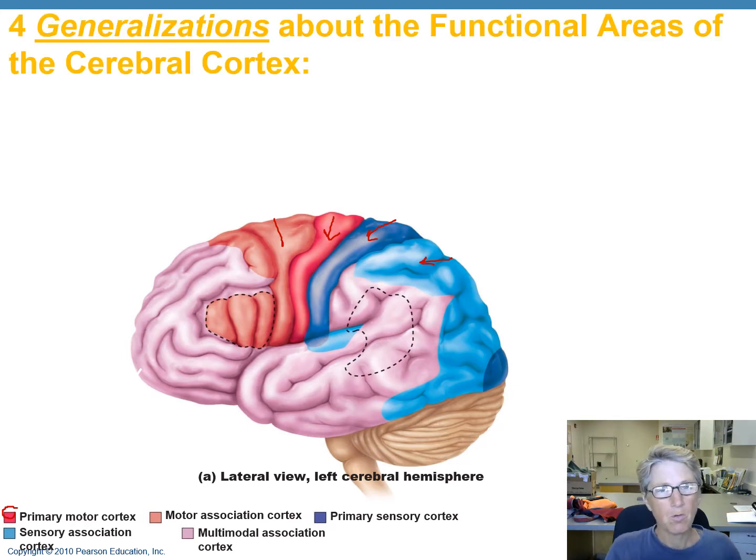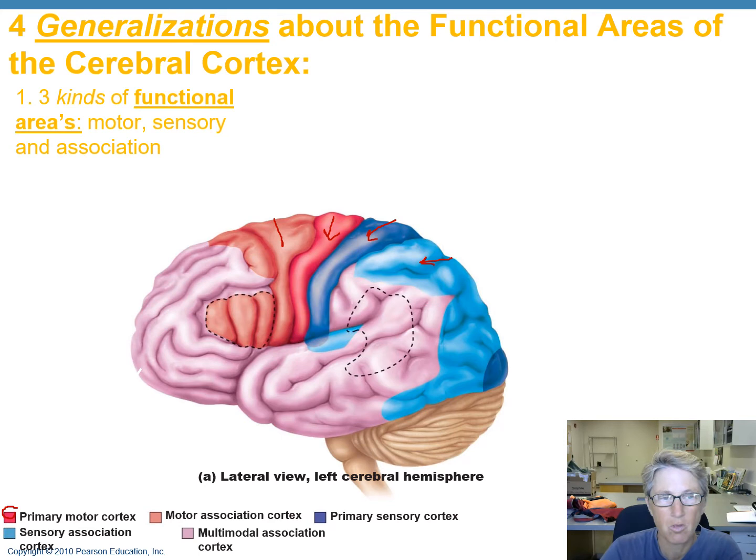So there are 4 generalizations about the functional areas of the cerebral cortex that you can make. The first generalization is that there are 3 kinds of functional areas: a motor functional area, a sensory functional area, and then an association area, the 3rd kind, which performs a function.